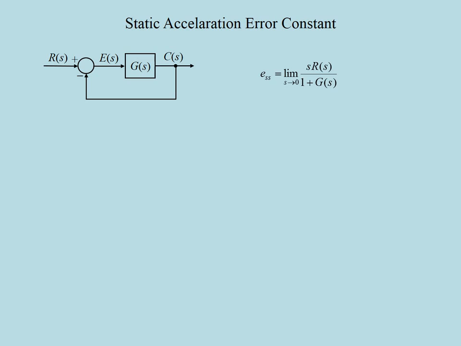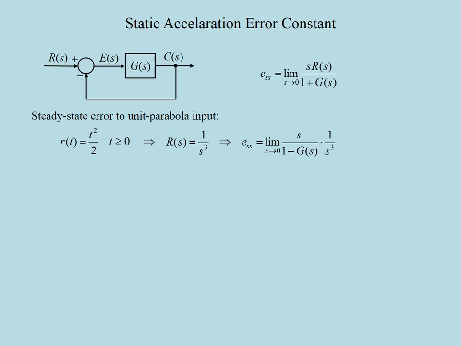So it is not surprising that we continue our analysis with the static acceleration error constant. This time the reference input is a unit parabola. Therefore, R(s) is 1 over s cubed.